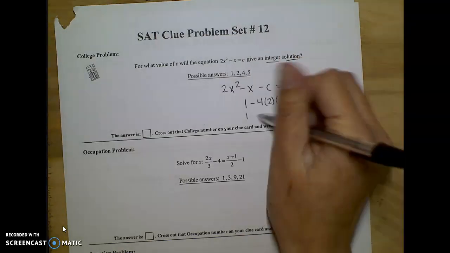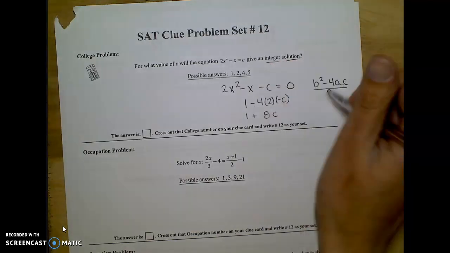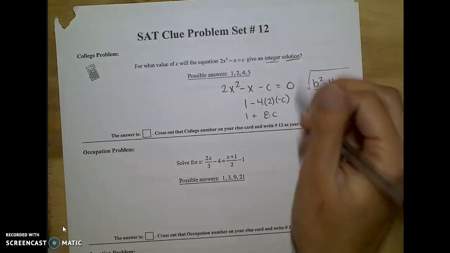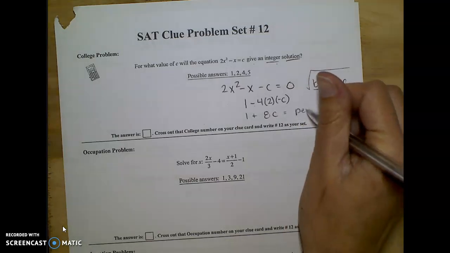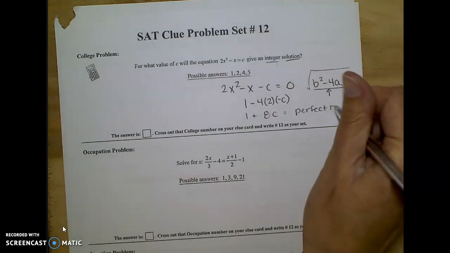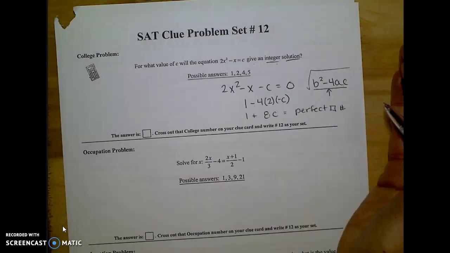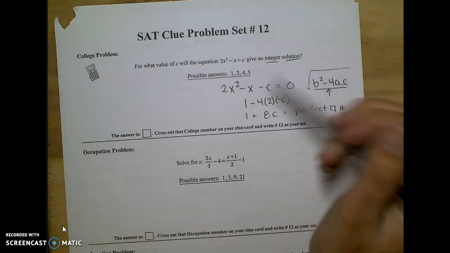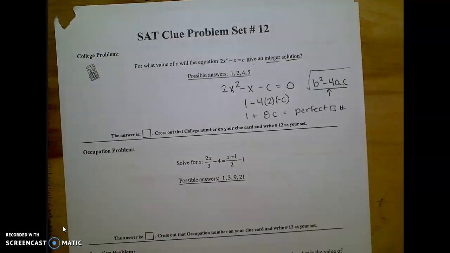So I got 1, and then the double negative is going to make it a plus 8c, and all of this is under a root. And so if I want an integer solution, I need for this to equal a perfect square number so that when I square root it, I can get a nice integer answer. And so I considered each of these numbers here and which one of those would give me a perfect square answer if I plug it in, multiply by 8, and then add 1 to it. So hopefully that's enough to get you there.